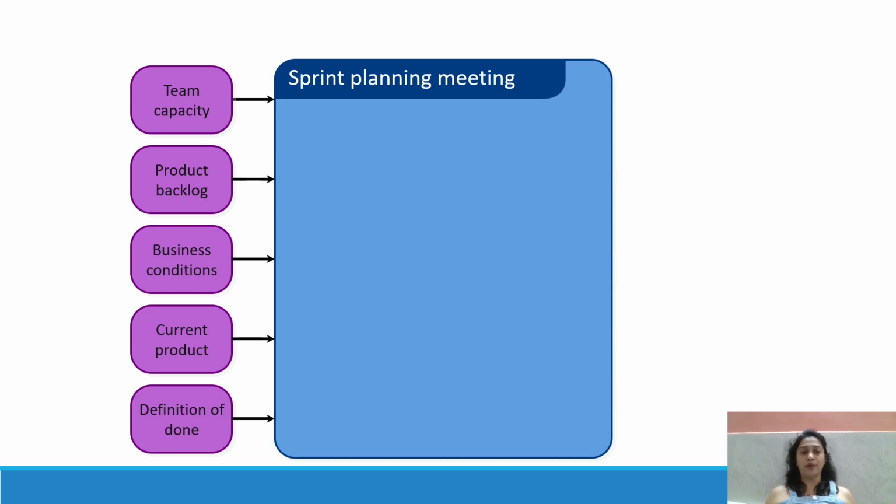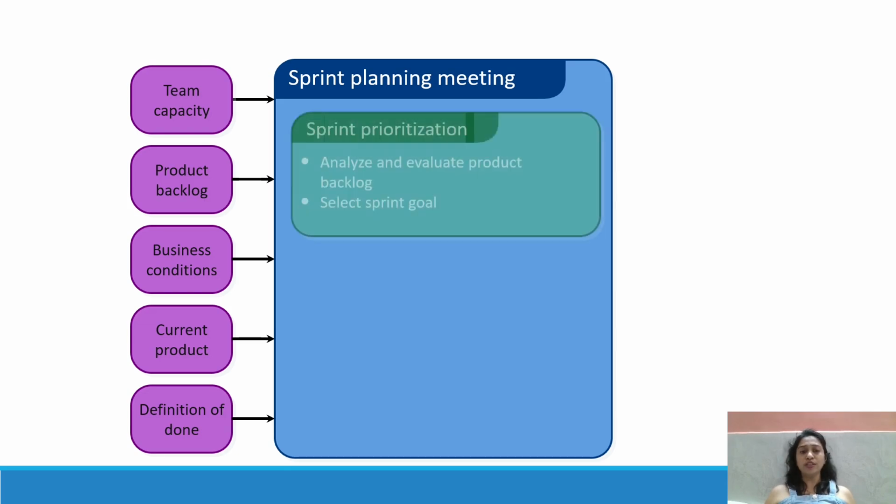So you can see it's a sprint planning meeting. These are inputs: team capacity, product backlog, business conditions, that is goals and vision, current product, and the definition of done. These are some inputs in this meeting.